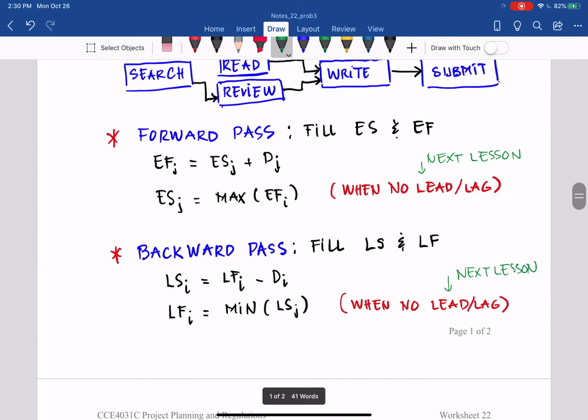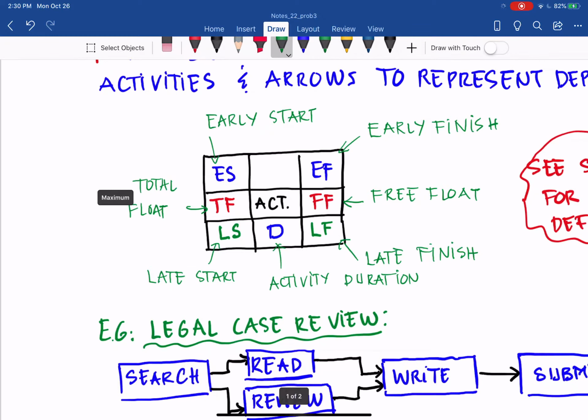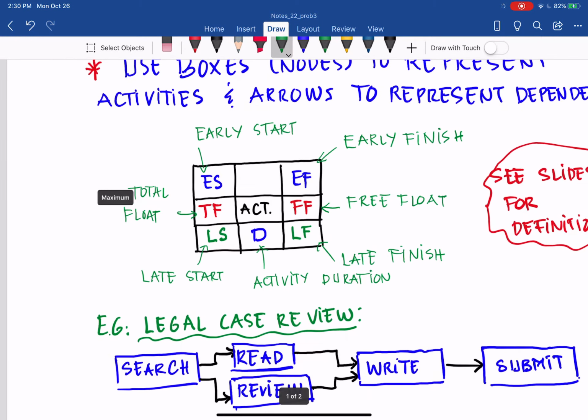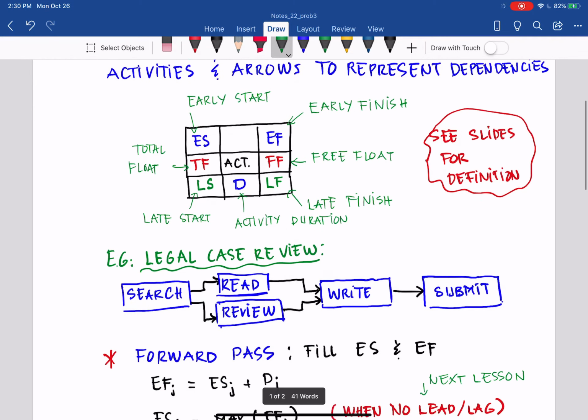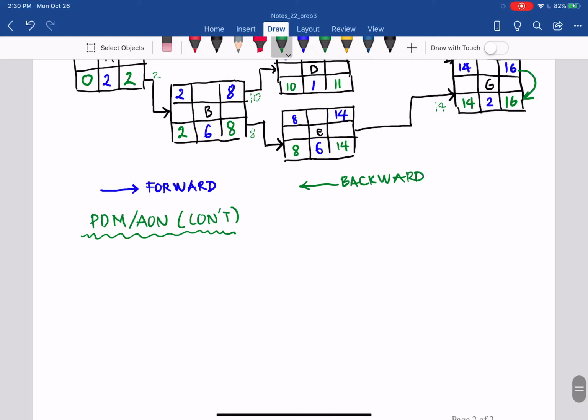Just go back to review the box, and you can see total float is shown in the middle left, and then the free float is shown in the middle right, the two red boxes that you have in there. So before we get into that problem, let's see how to determine the total float.